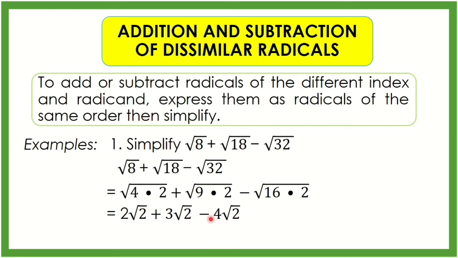Pag-a-add and subtract natin yung mga coefficients nila. Ang coefficients ay 2, 3, and negative 4. 2 plus 3 is 5 minus 4 which is 1. Then square root of 2. 1 times square root of 2 is equal to square root of 2. This is now our answer.